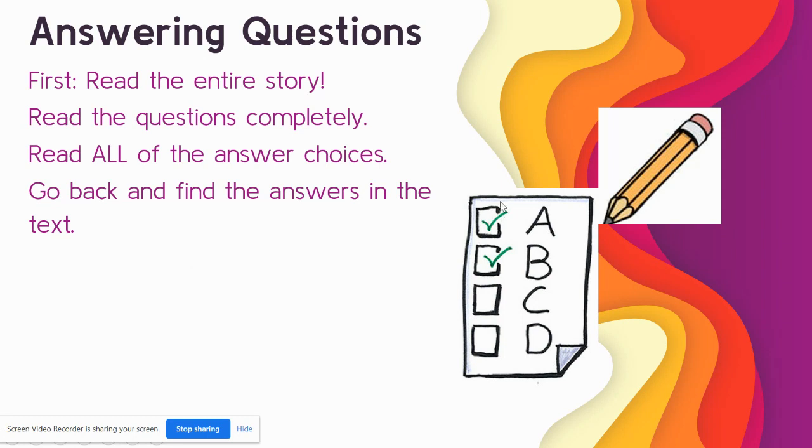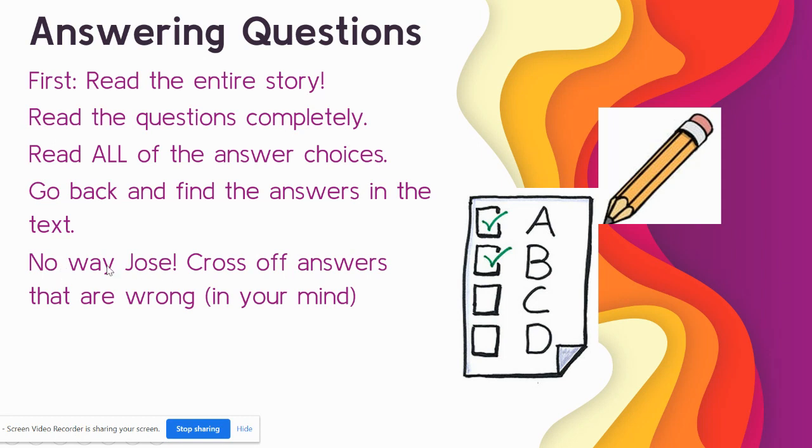This is really important. With online learning, it will be really, really tempting for you to just click an answer and say, I'm done, okay? But we want to make sure that we are really going back and finding those answers before we click them, just like we would in the classroom. And then you need to find your no way Jose's. In your mind, cross off the answers that are wrong.